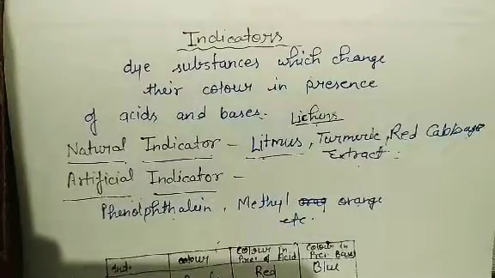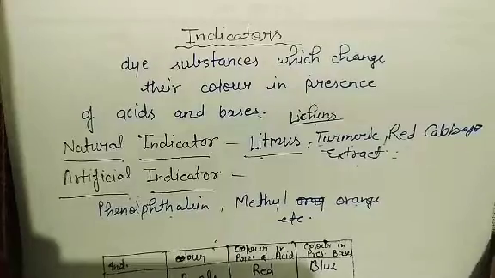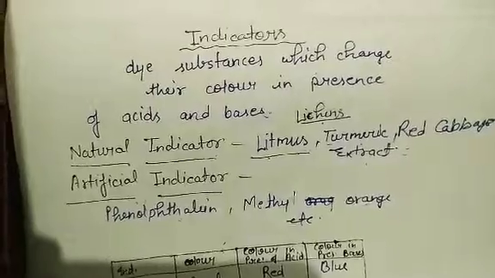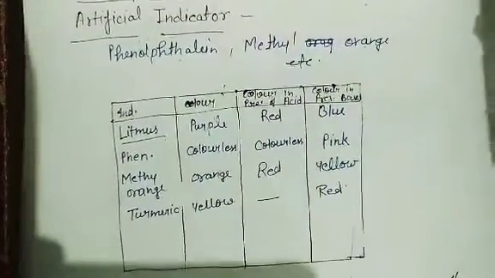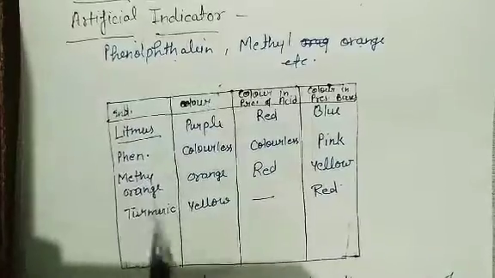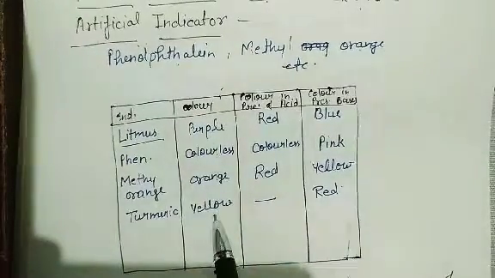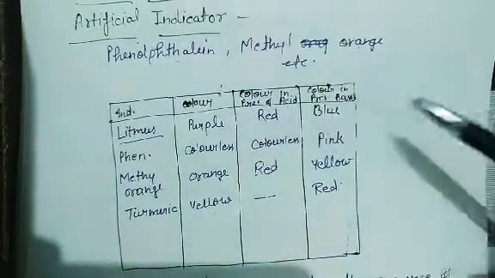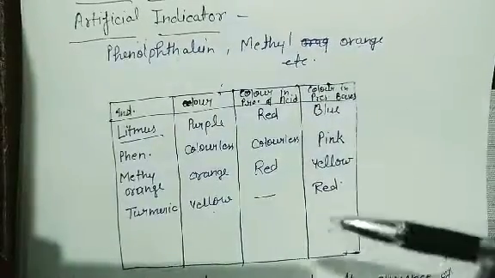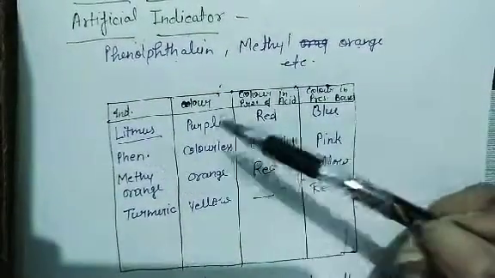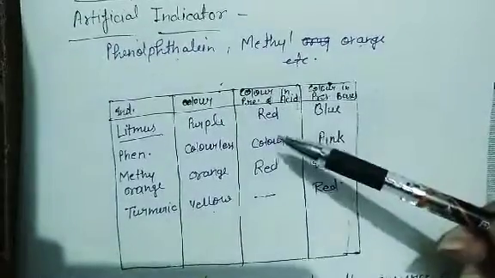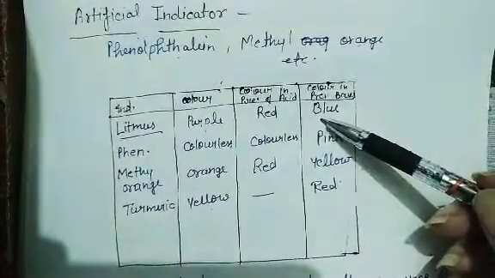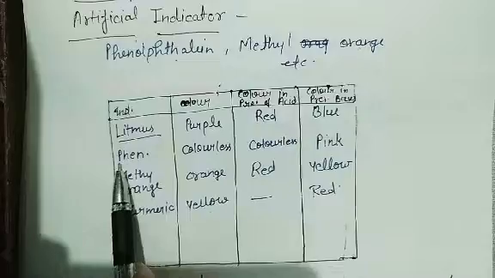Now we will see, yesterday I also made a table to show you how these indicators change their color in the presence of acid or in the presence of alkali. So here is the table. We have our indicators here and their original color, and how they change their color in the presence of acid or in the presence of an alkali. First we talk about litmus. It is naturally purple in color. When it is kept in an acid, it turns red, and in the presence of base, it turns blue.